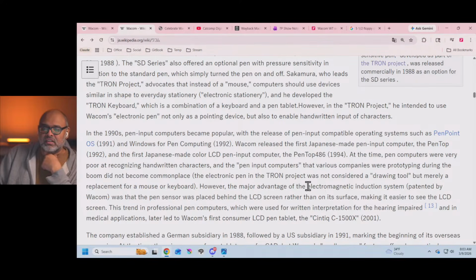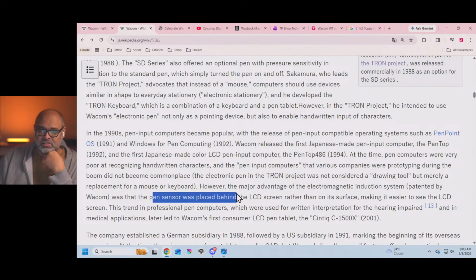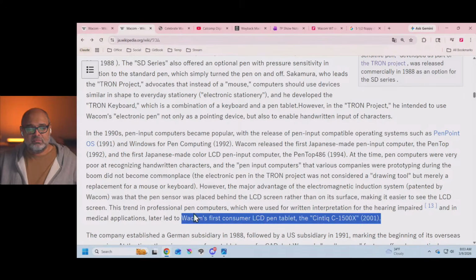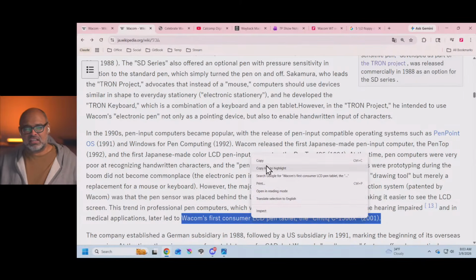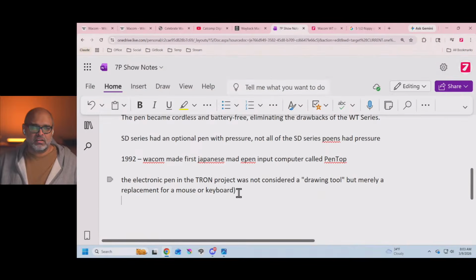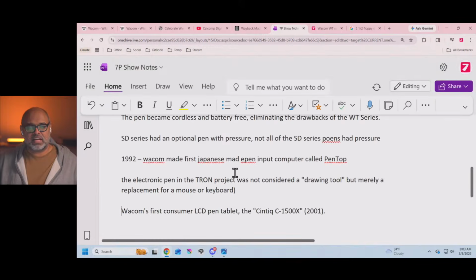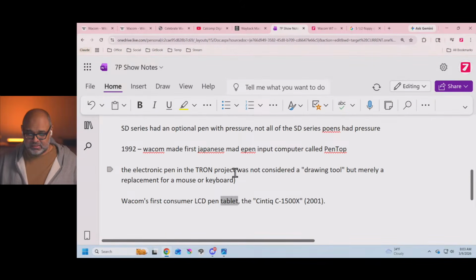However, the major advantage of an electromagnetic induction system, patented by Wacom, was that the pen sensor was placed behind the LCD screen rather than on the surface. That makes it easy to see the LCD, obviously. And eventually, Wacom's first pen tablet. Actually, let me back up. This is phrased kind of oddly compared to modern terminology. This is phrased as pen tablet. This really should be pen display.